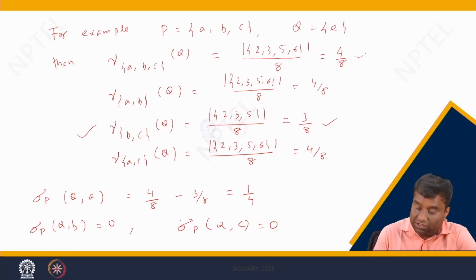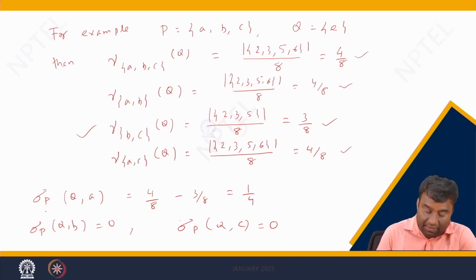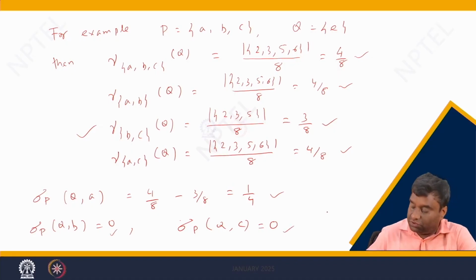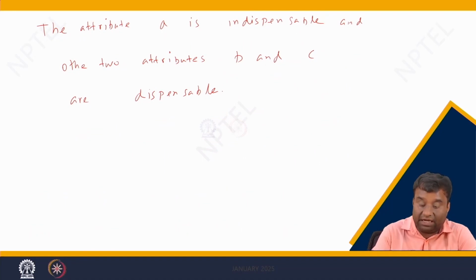Similarly, you can calculate all these values: gamma ABC Q, gamma AB Q, gamma AC Q, etc. So here the value of sigma PQA is 4 by 8 minus 3 by 8. So ABC minus BC, that is 1 by 4, and the remaining are 4 by 8 minus 4 by 8, so 0, that is also 0. So what we can say here is that attribute A is indispensable and the other two attributes B and C are dispensable.